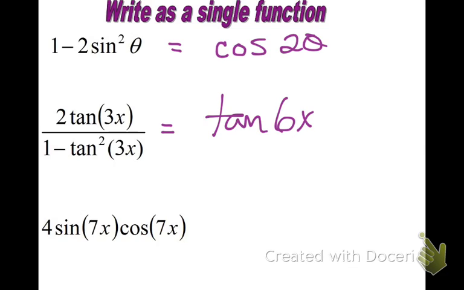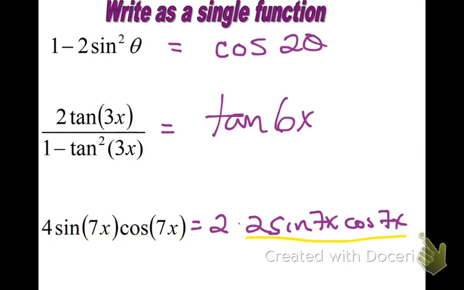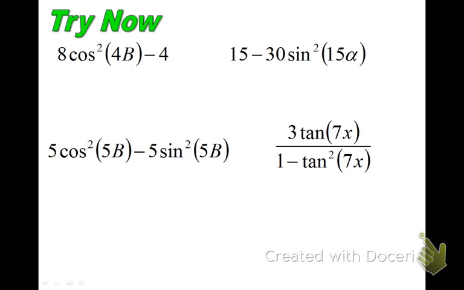The next one is pretty close to the sine function, except that 4 out in front doesn't really work. So let's think of this in a different way. Let's think of this as 2 times 2 sine of 7x cosine of 7x. This is now my double angle formula. So the correct solution, as rewriting this as a single function, would be 2 times double angle of sine, which would now make this 2 sine of 14x. Try these now. Pause the video to give yourself a little bit more time.